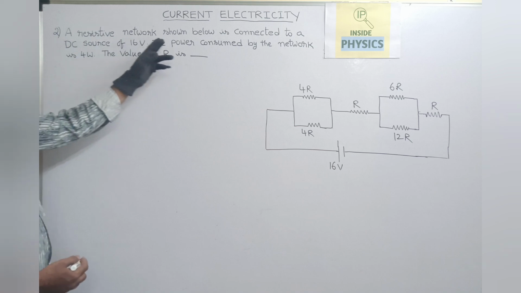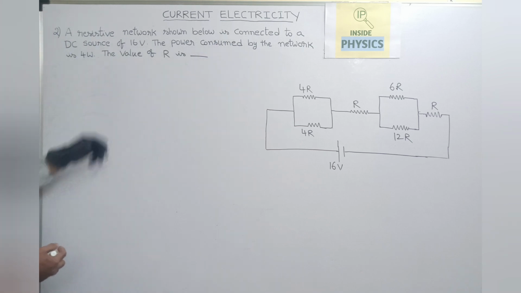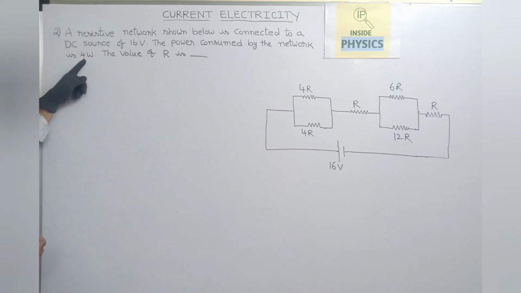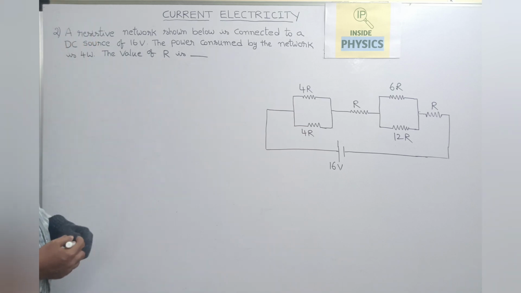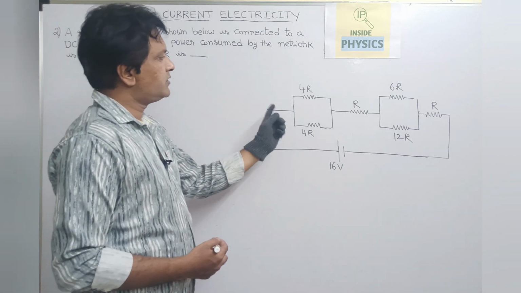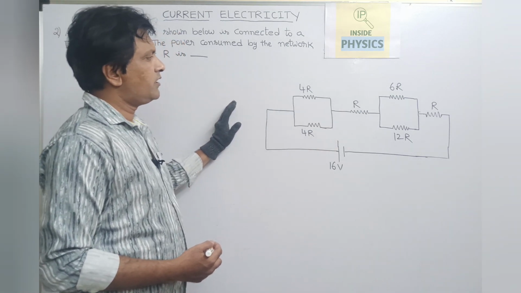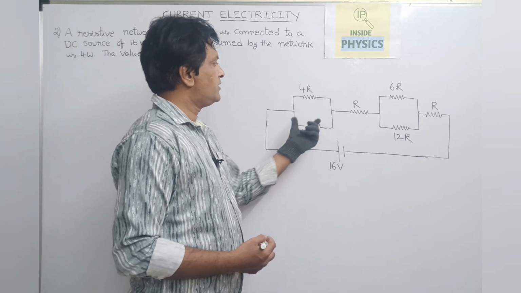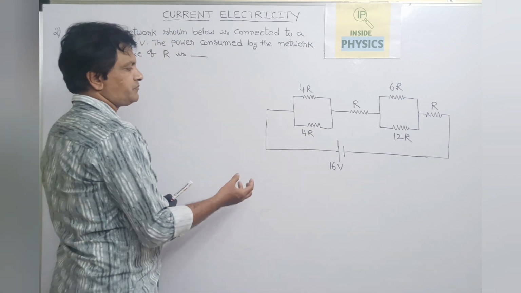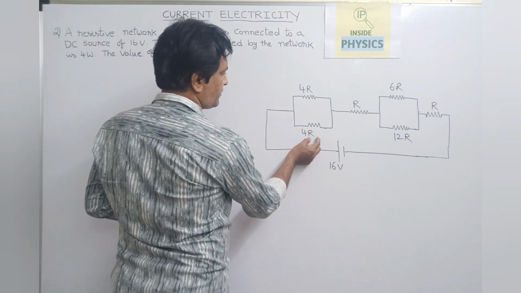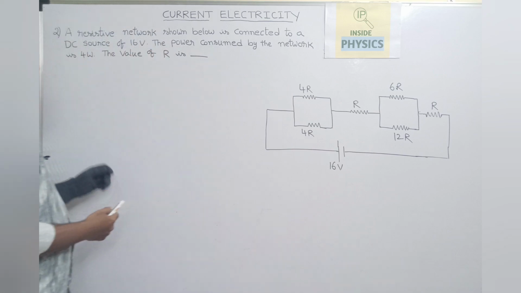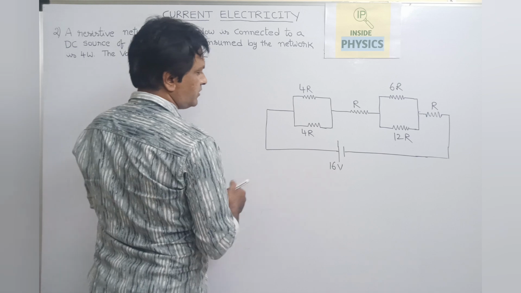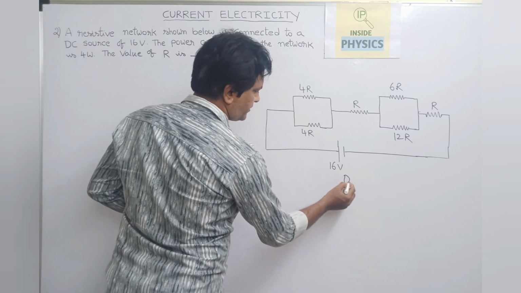A resistive network shown below is connected to a DC source of 16 volts. The power consumed by the network is 4 watts. The value of R is, here this is the circuit. This is the resistive circuit, meaning there are so many resistors connected in this way. If you consider this as a circuit, we need to calculate what is the value of R here. What is the data given? The DC source connected to the circuit is of 16 volts. This is the DC power supply.